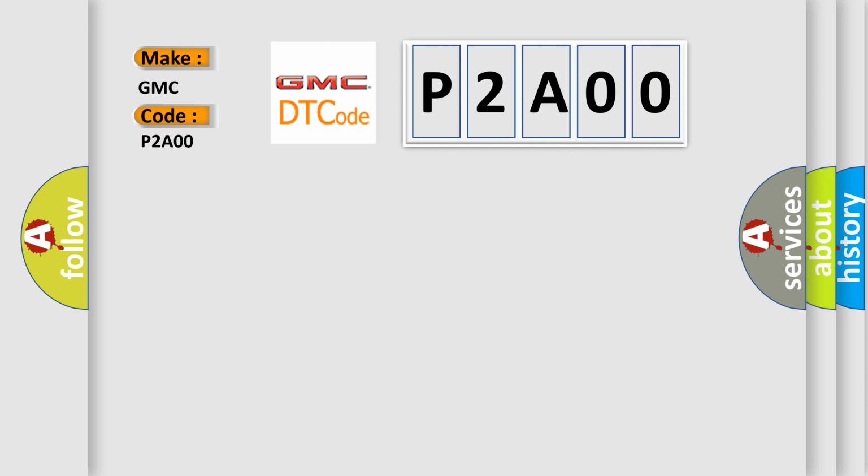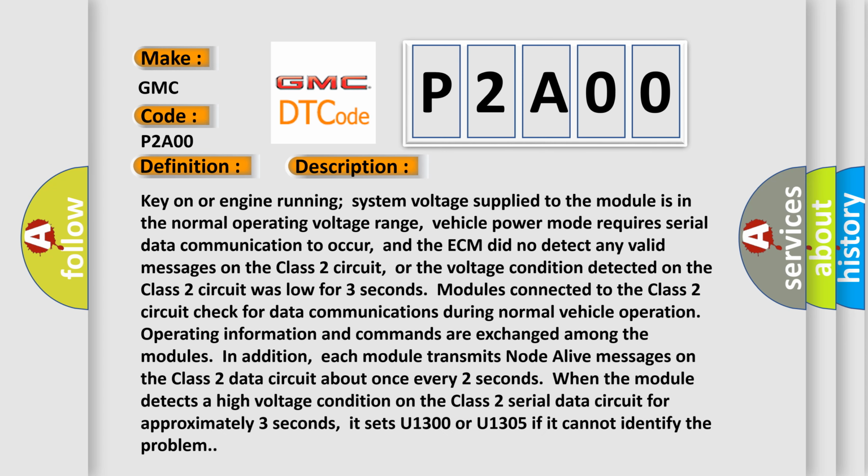The basic definition is Class 2 data link high or low. And now this is a short description of this DTC code. Key on or engine running, system voltage supplied to the module is in the normal operating voltage range. Vehicle power mode requires serial data communication to occur, and the ECM did not detect any valid messages on the Class 2 circuit, or the voltage condition detected on the Class 2 circuit was low for 3 seconds.